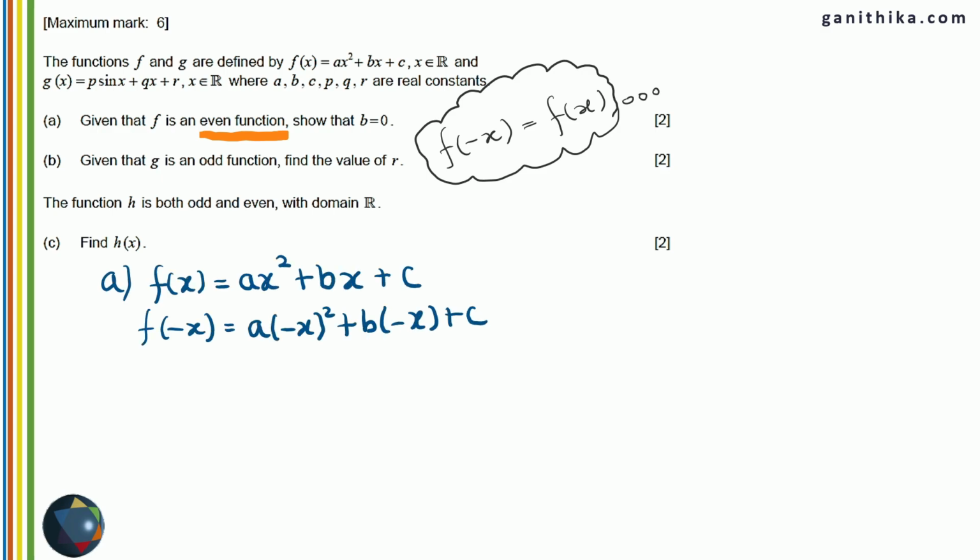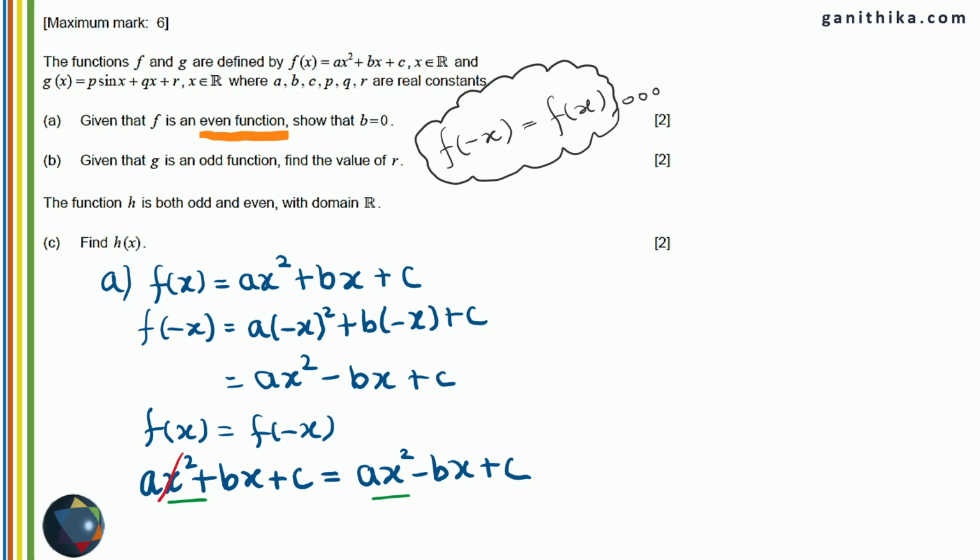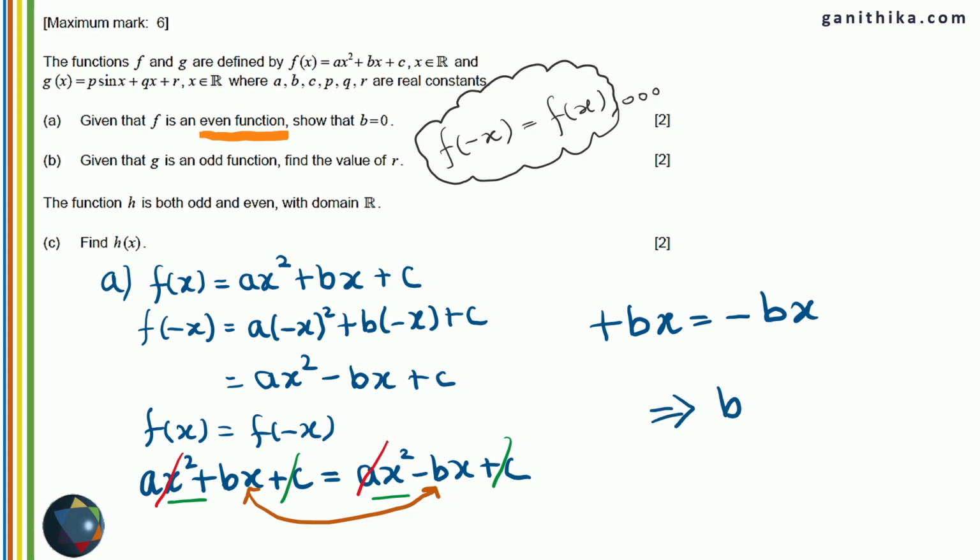So if this is true, then we have to prove that b equals 0. So f of x is ax squared plus bx plus c. Therefore, f of minus x will be a times minus x the whole squared plus b times minus x plus c. Simplifying this further, you will get f of minus x equals ax squared minus bx plus c. For an even function, you have to equate them both: f of x will be equal to f of minus x. So equating them both and comparing the coefficients, you can see that the ax squared terms get cancelled and c gets cancelled. What is left over is plus bx and minus bx on both sides. Equating them to each other, we get b is equal to 0. Plus bx is equal to minus bx for any x is possible only when b equals 0.